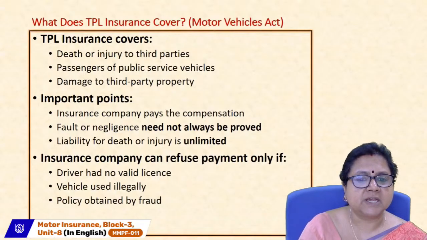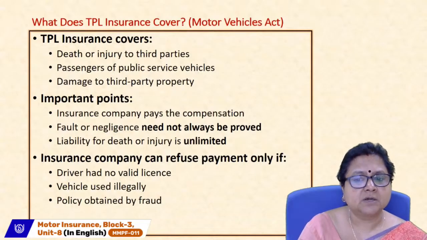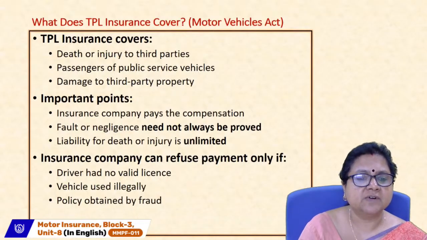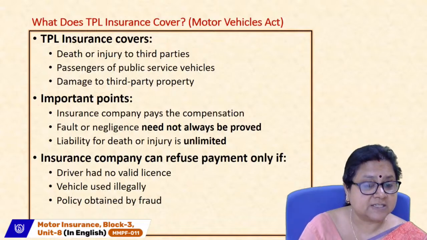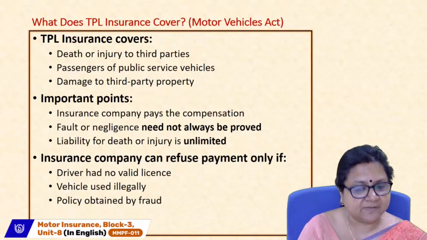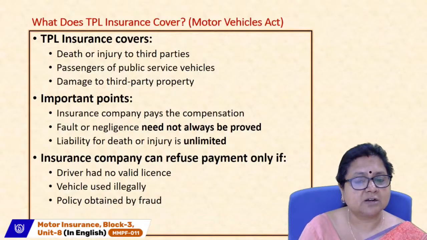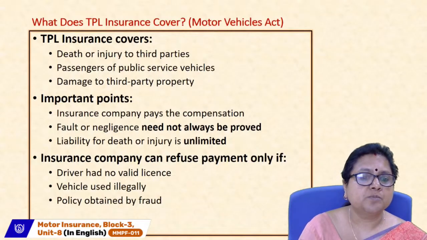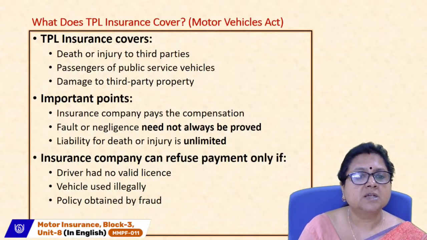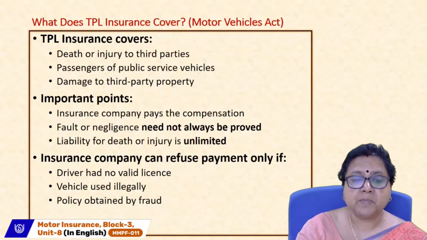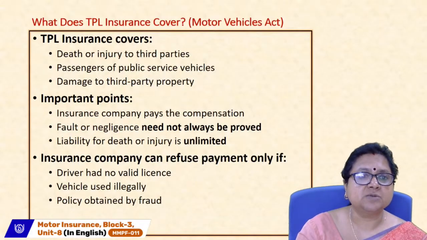The insurance company can refuse the payment of such third party liability only if the driver has no valid license. As I said, the owner can be separate and the driver can be separate. If the driver is not having a valid license, then the insurance company can refuse to settle the claim. Other cases are where the vehicle was illegally used, or the policy was obtained by any sort of fraud. In such instances, the motor insurance company might not settle this TPL claim.